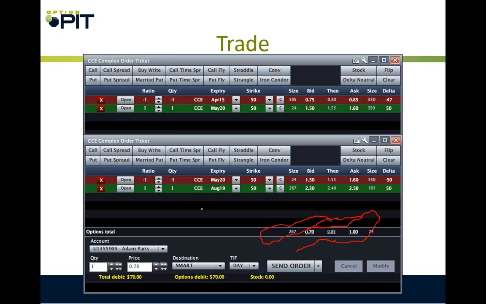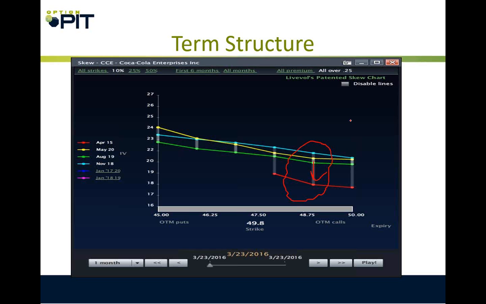So in this, I get to own the August that has 2 earnings cycles. Yeah, and I get to sell the one that has 1 and get a nice vol credit because of that term structure, right? I'm selling a more expensive vol than I'm buying. And vol is really low. That's everything I could ask for.